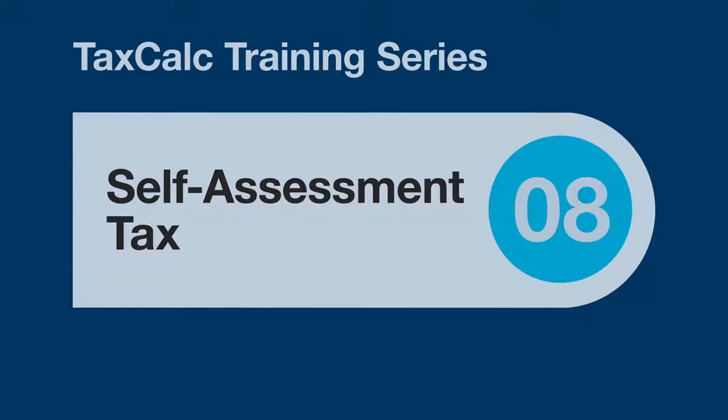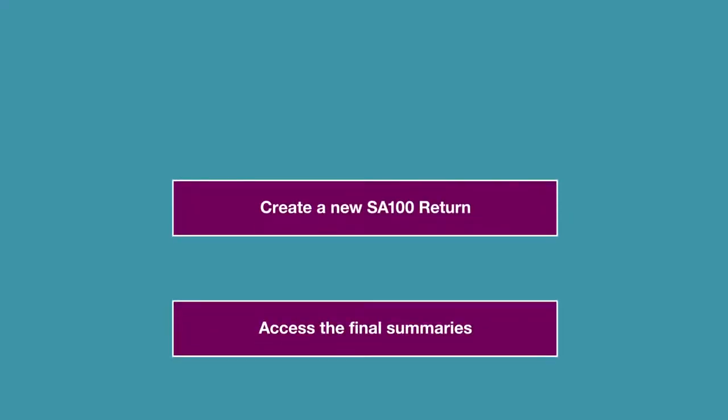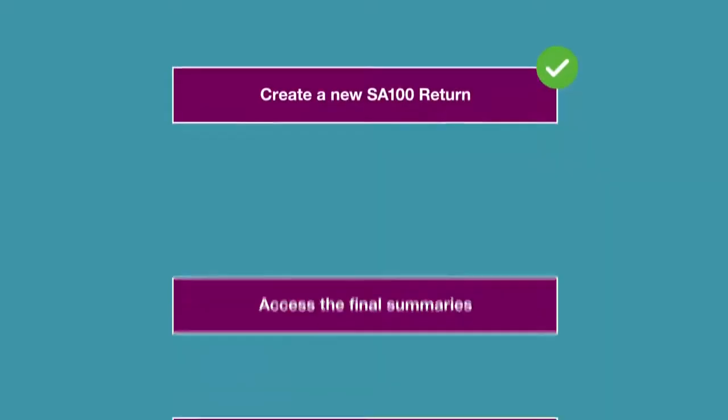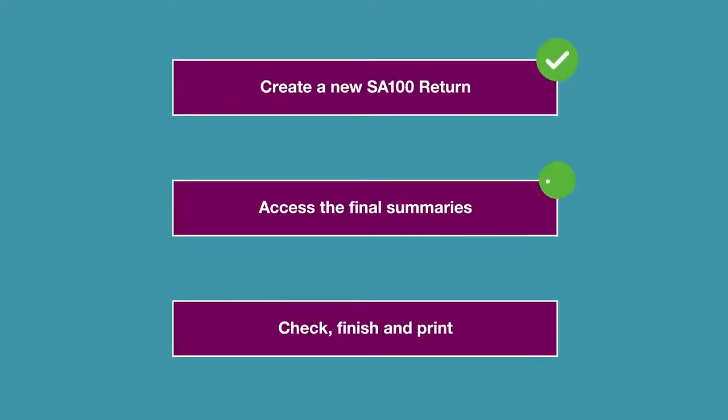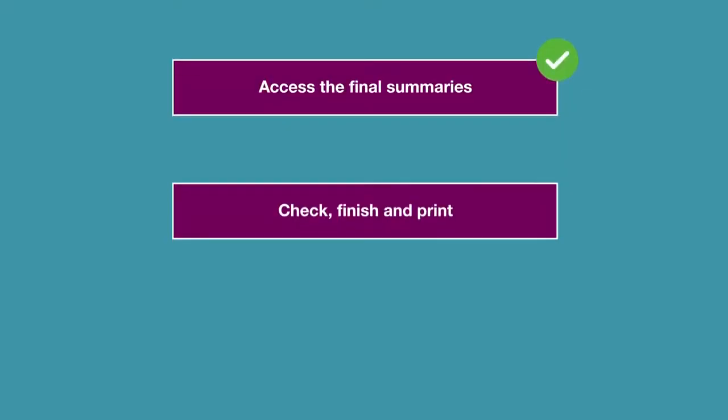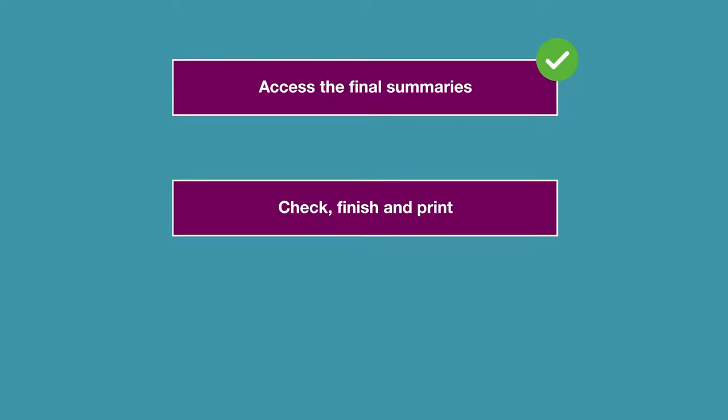In this video we'll continue looking at tax return production, this time creating a self-assessment tax return. We'll show you how to create a new SA100 return for a client, first using simple step mode, and then we'll briefly look at HMRC forms mode. We'll also show you how to access the final summaries, check and finish the return to validate the entries, and then print the pages.